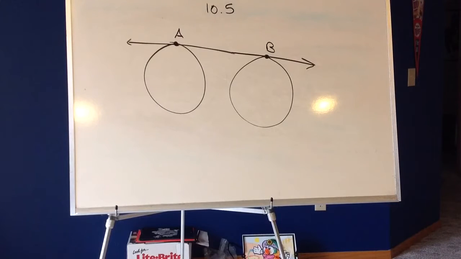So example 1 just asks you to draw the common tangent. I'm going to jump over that one. You can check that one on the completed notes to make sure you get it drawn correctly, just to save us a little time here. But it's wherever they intersect each other.